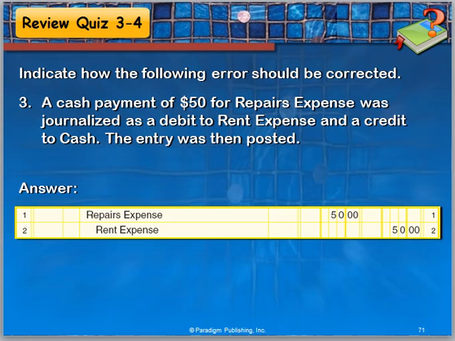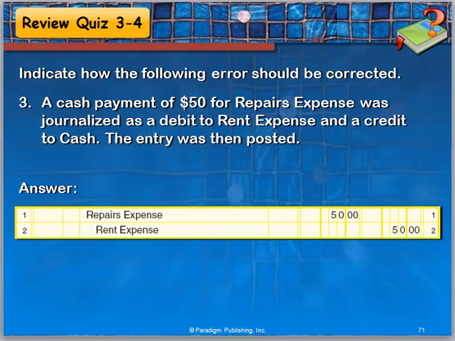Now in this example, we had a cash payment of $50 for repairs expense, journalized as a debit to rent expense and a credit to cash. So we've got to look at how this transaction was originally recorded. Originally, it would have been a decrease or credit to cash and a debit to rent expense. So when we're correcting our entry, the cash part of the equation was right, so we don't have to do anything with the cash part.